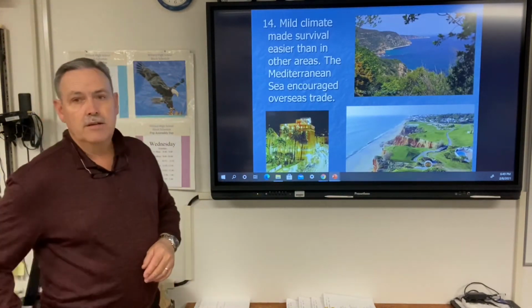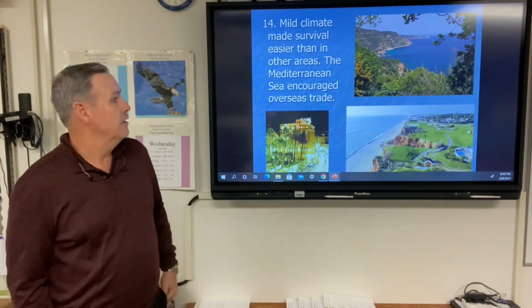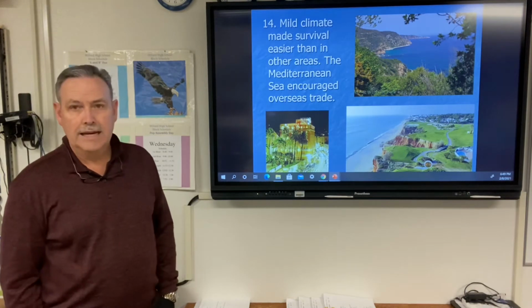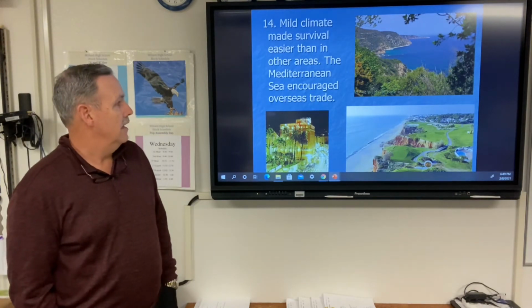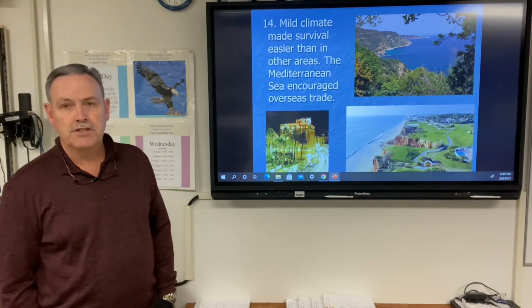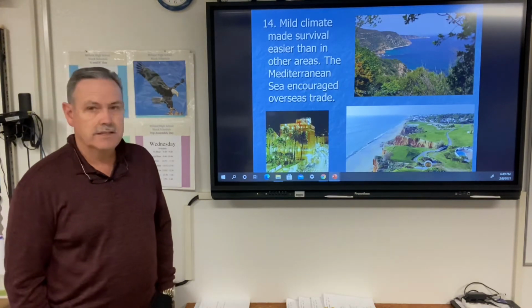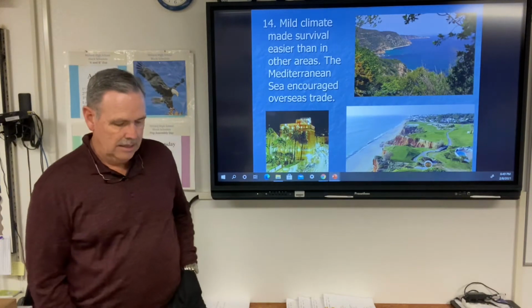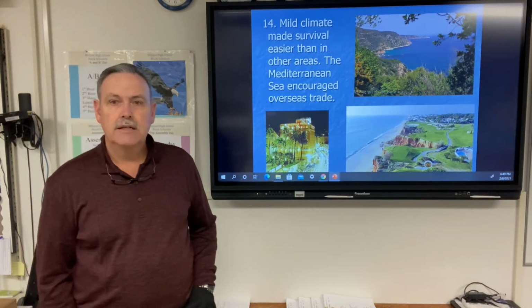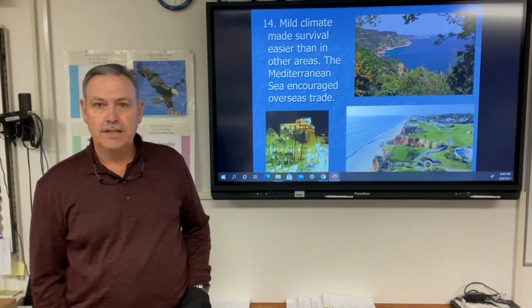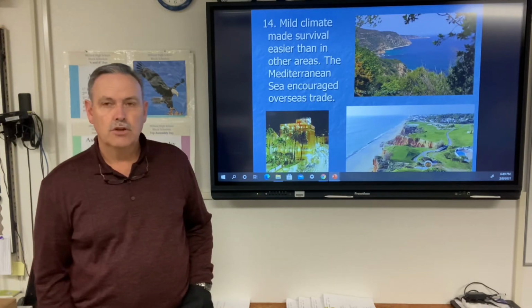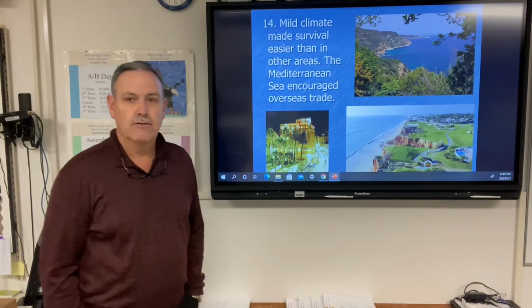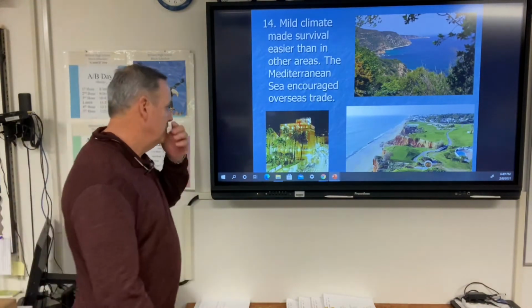So a mild climate has made survival easier than in some other areas. So that North Atlantic drift we talked about. The Mediterranean Sea encouraged overseas trade. The Mediterranean Sea, a border between Africa and Europe, and the Eastern Mediterranean connecting with Southwest Asia. And so a lot of goods and ideas could be traded and moved back and forth between these areas.